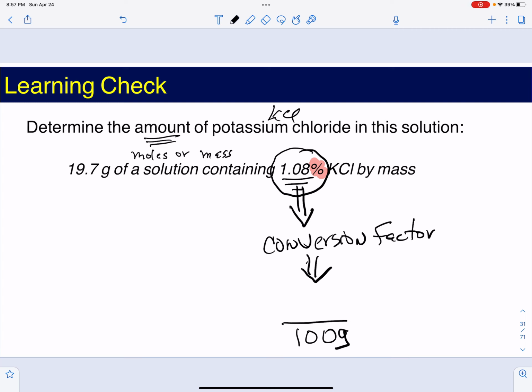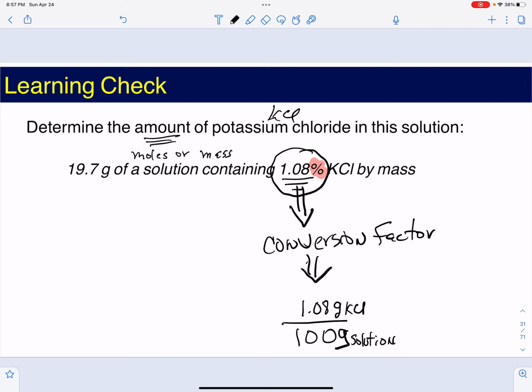And we know that this particular one is 1.08 grams of KCl for every 100 grams of what? Not the solute, not the solvent, but the solution. So that's how we can translate a mass percentage to a conversion factor. Now that we have a conversion factor, we can solve this problem.